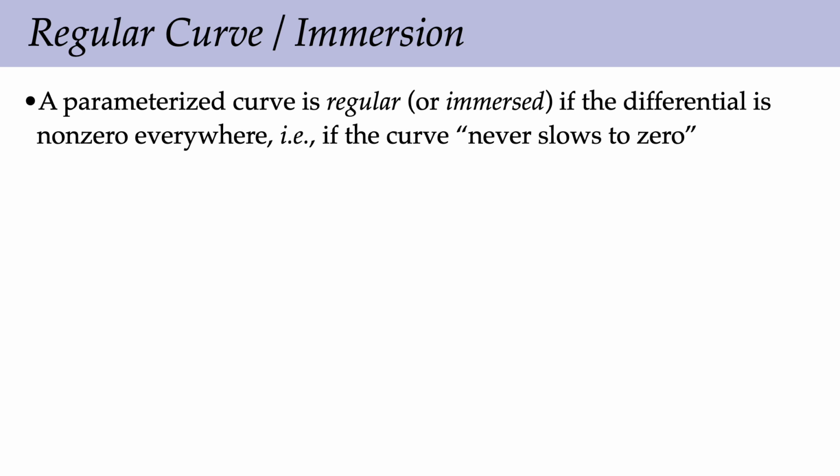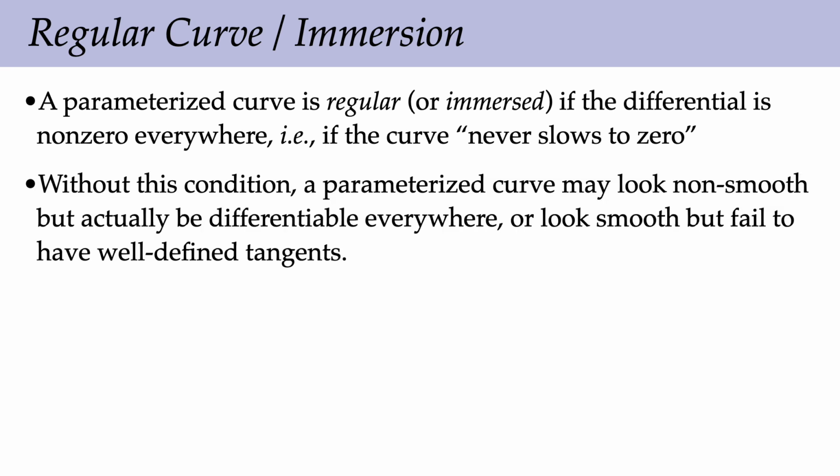Another word for this is to say that the curve is immersed in the plane. Immersed sounds like a kind of colloquial term, but really it has a precise meaning. To say that the curve is immersed means its differential is non-zero. Without this condition, a parameterized curve might look non-smooth, but actually be differentiable everywhere, or it might look smooth, but fail to have well-defined tangents. So basically, if your curve is not regular, all bets are off.